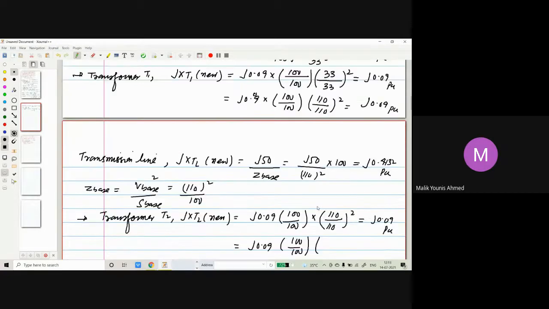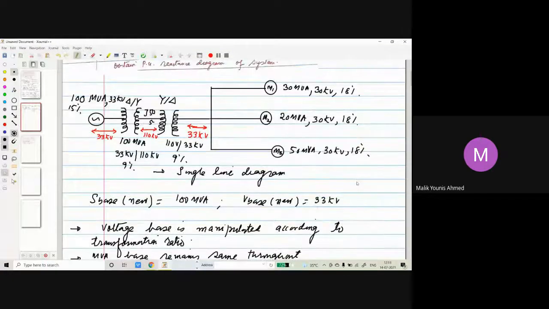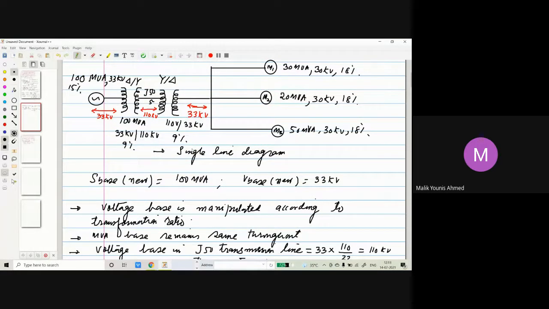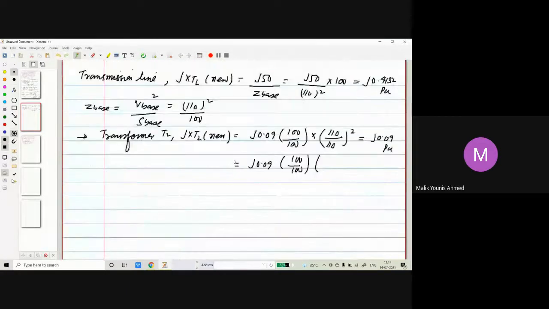On the secondary side, what is the rating of the transformer T2? That is on the motor side. The transformer rating, V base old, on the secondary side is 33, very clearly. And the base value on the motor side is also 33 whole square. So on either side you are going to get the same results. So this was for the transformer T2. Now let's move ahead to the motor.